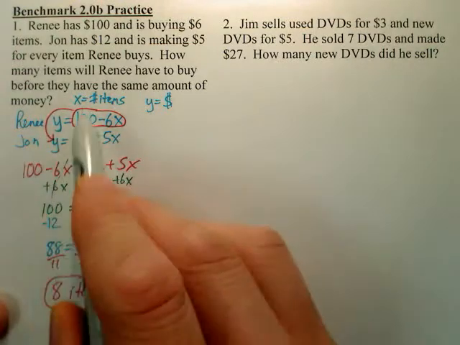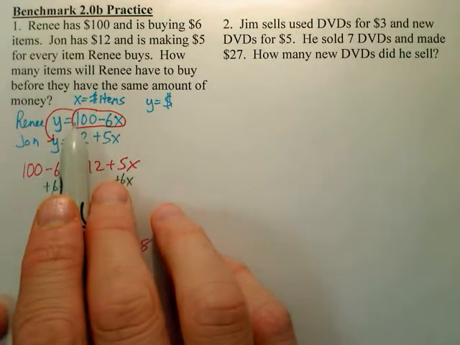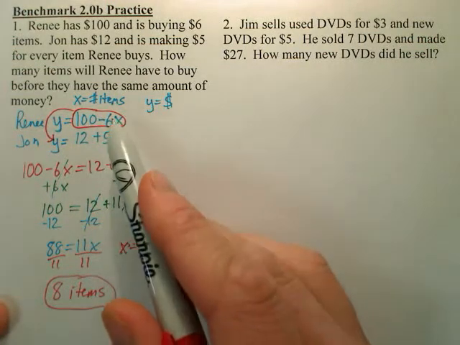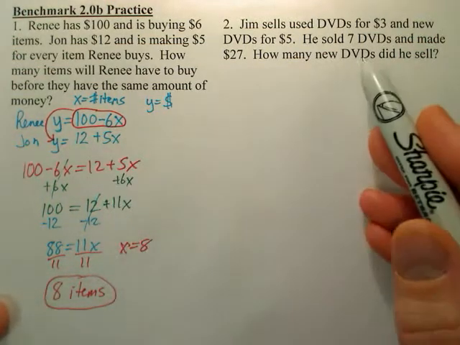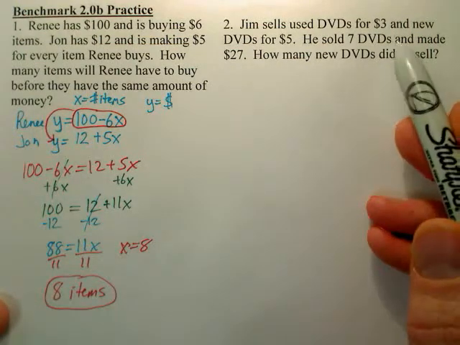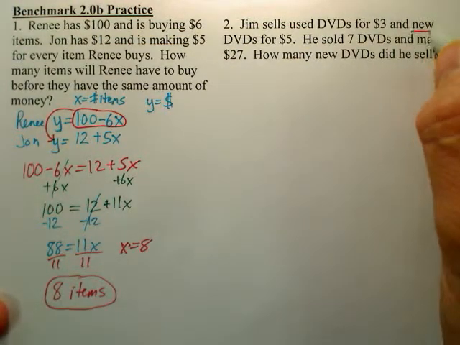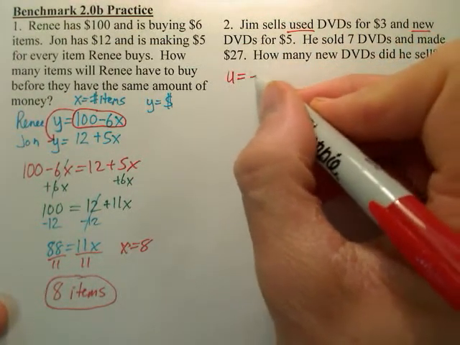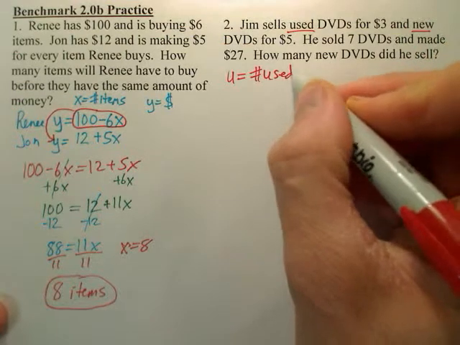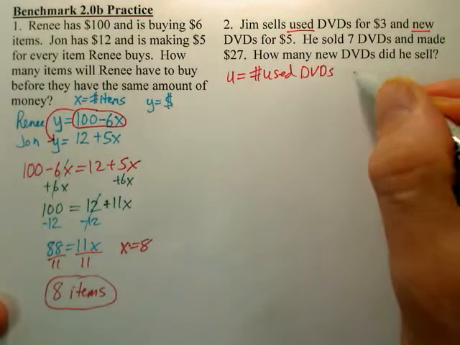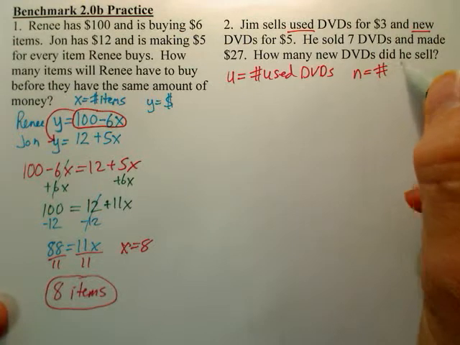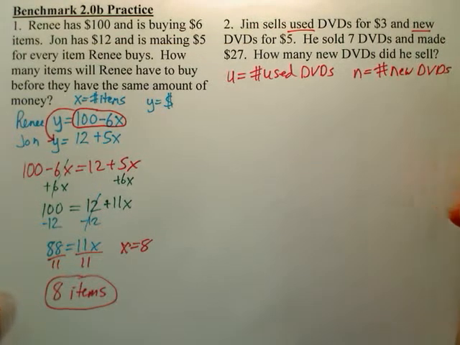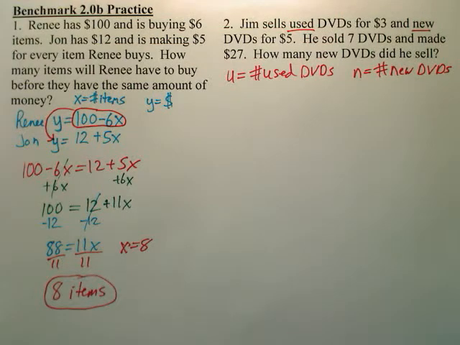Now the next one. This one, you have to keep track of which type of equation it is. This one is one where you begin with something and you're adding or subtracting at a certain rate. This rate is items. This one, you're dealing with 2 sets of distinct things. We have new and used DVDs. So U stands for the number of used DVDs, and I'm going to make B, the number of new DVDs. So that's the first step. Make 2 equations.